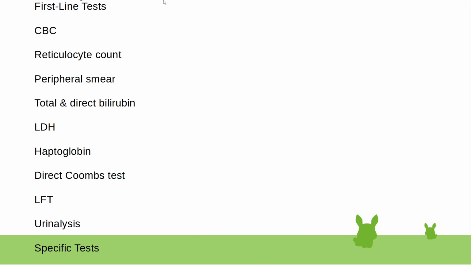Okay. So in this case, for first line tests, I will do CBC, retic count, peripheral smear, total and direct bilirubin, LDH, haptoglobin, direct Coombs test, LFT, urine analysis, and specific tests. Yes, that's perfect. Those are all the essential first line tests. The CBC, reticulocyte count, and peripheral smear will assess hemolysis. The bilirubin, LDH, haptoglobin will confirm breakdown. The direct Coombs test will differentiate AIHA. LFTs will check liver function, and urine analysis will catch any kidney involvement. Once you have all that, you'll be able to narrow down the diagnosis.